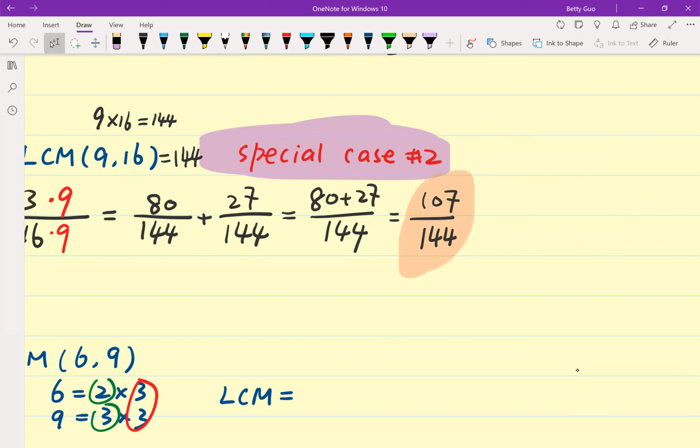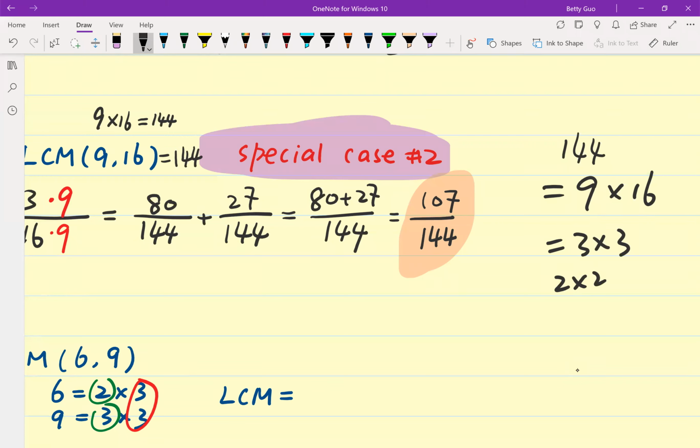107 over 144. Because we know 144 only has prime factors 2 and 3. Because 144 is 9 times 16, remember? So 9 times 16, right? So 9 is 3 times 3. 16 is 2 times 2 times 2 times 2. So the only prime factors for 144 are 2 and 3.